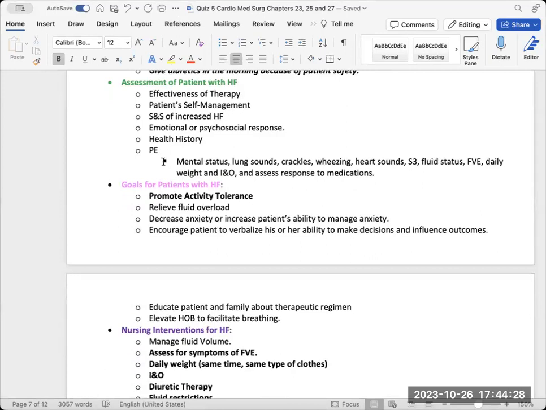Also, they might have a pulmonary embolism or something. Pulmonary embolism means they have a clot in the lungs, so we want to watch out for things like that too. Is the body's inability to pump blood to the rest of the body causing clot formation? Are they having crackles or wheezing? Are they having mental status changes because now their perfusion is so low to the point where their brain is being affected? So those are things that we want to watch out for.